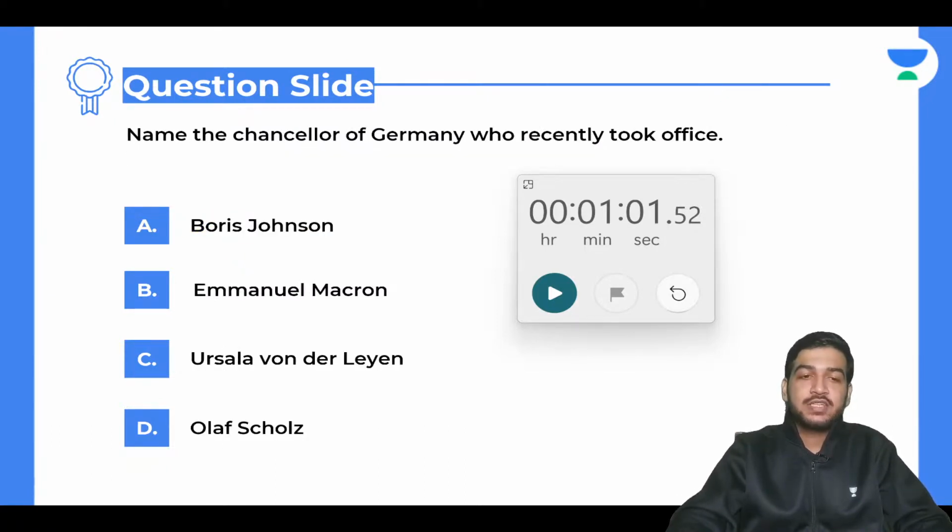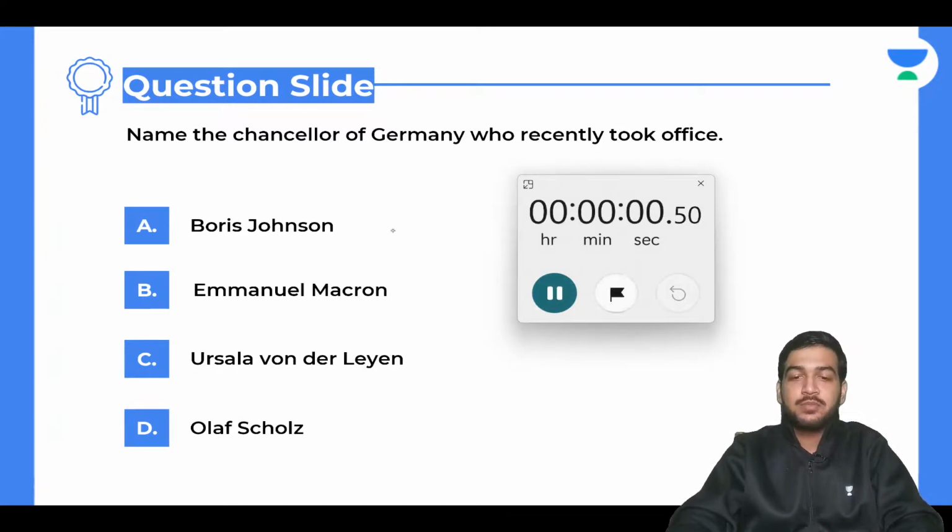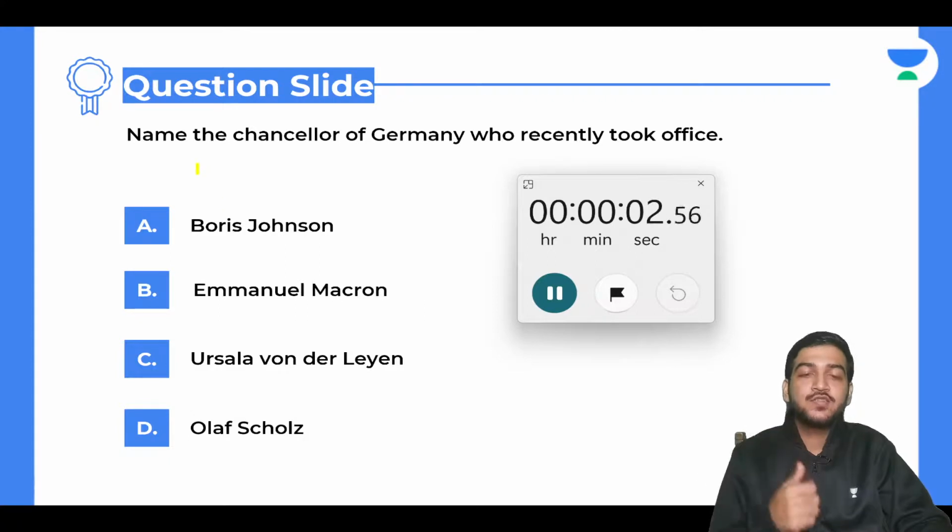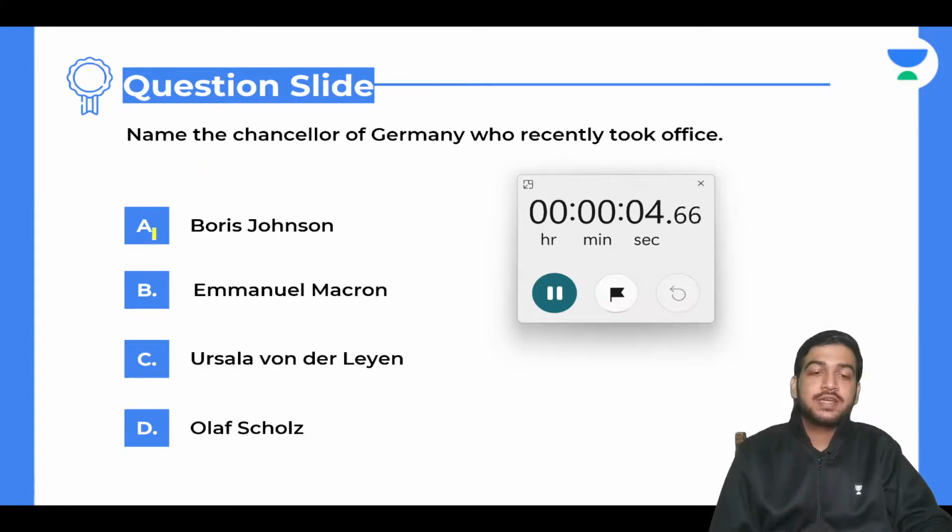Then the next question is, name the Chancellor of Germany who recently took office. Germany after 16 years had its first new Chancellor. Was it A. Boris Johnson, B. Emmanuel Macron, C. Ursula von der Leyen, or D. Olaf Scholz?